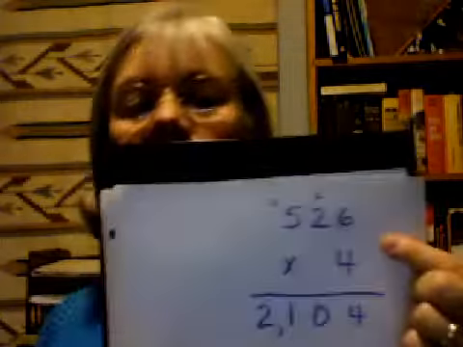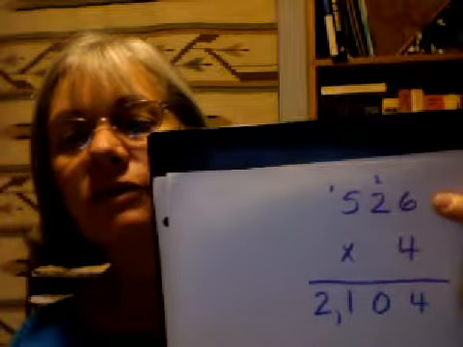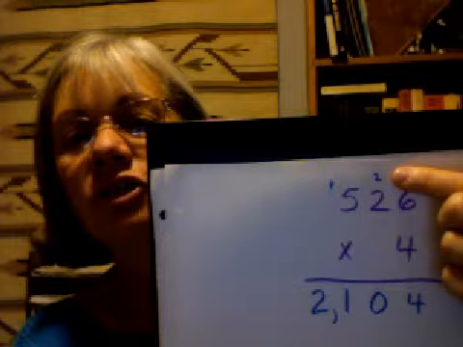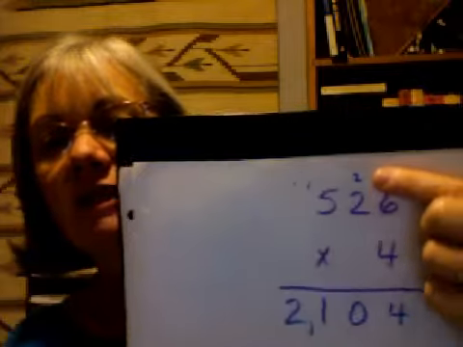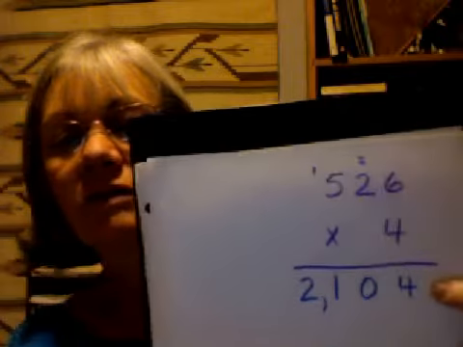Okay, we'll work like before, starting with the ones. 4 groups of 6 is 24. When we regroup the 20 to the tens column, we show it here with a smaller number, and we include the 4 in the answer under the ones column.